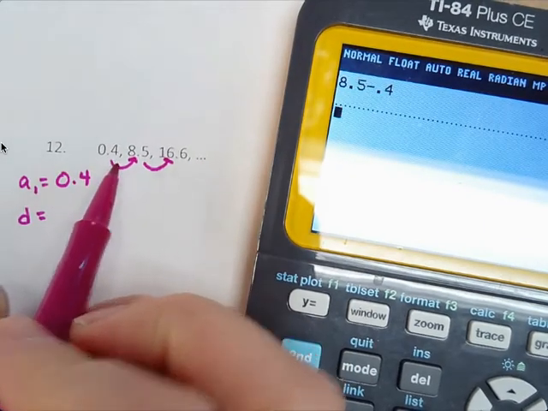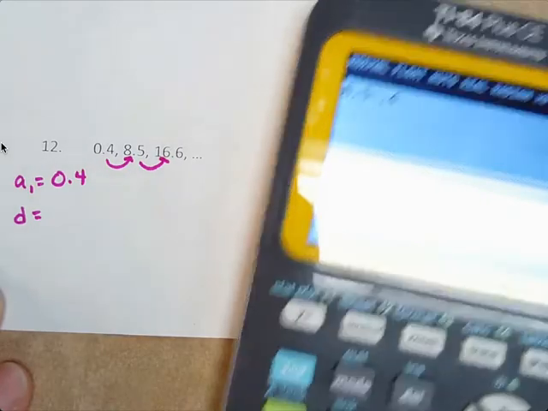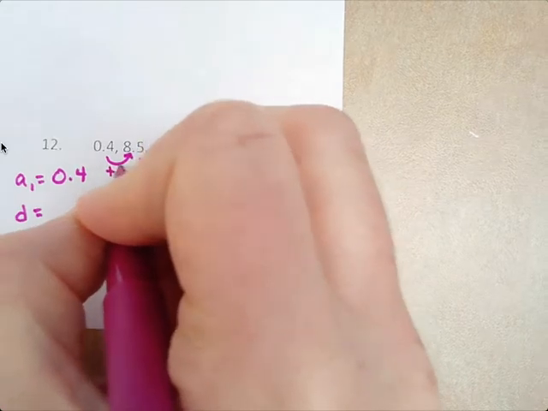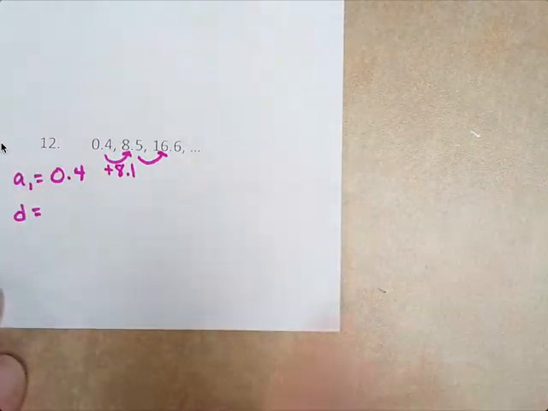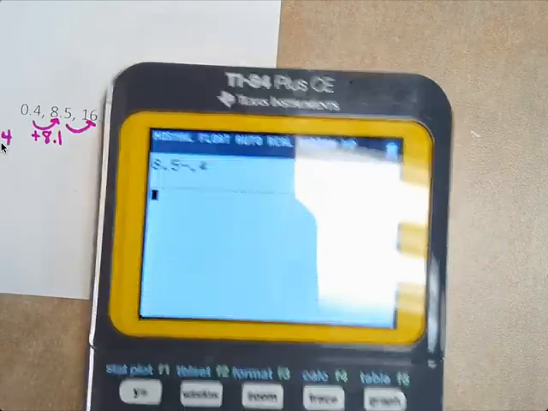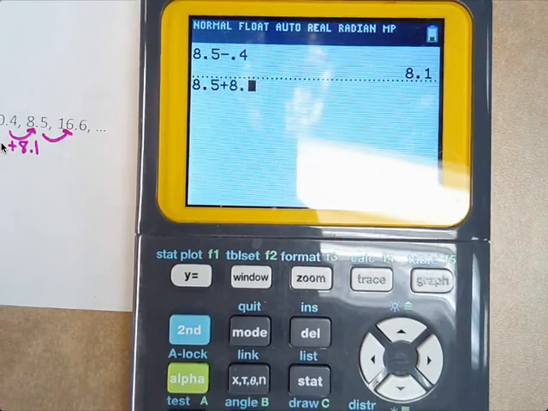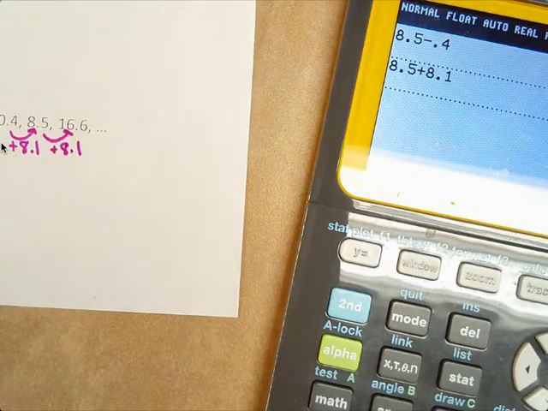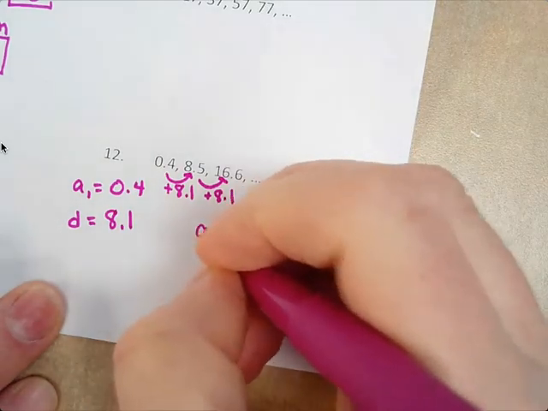And so is it going up or down from 0.4 to 8.5? Up by 8.1. And then make sure the next one is also increasing by 8.1. And you do that just by adding. You'd say 8.5 plus 8.1. 16.6. So our common difference is 8.1. So once you have those, plug it into the formula.